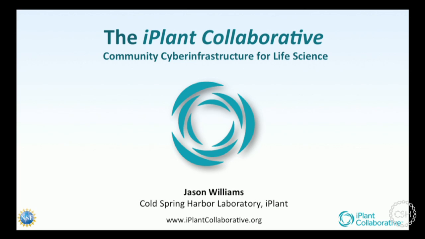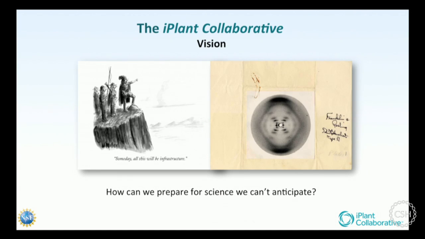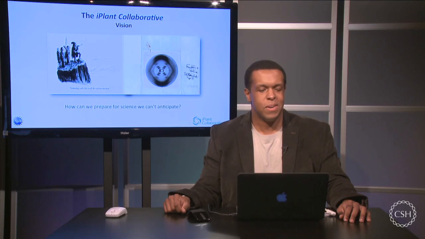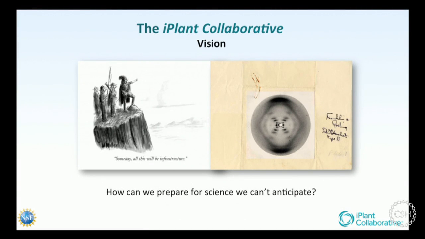Okay, so first, the overview talk, the iPlant Collaborative. In order for us to actually function as an organization and to carry out our mission of enabling science researchers, we really have to have a vision. And that vision is encapsulated, or put in context, by the question: how do we prepare for science that we actually can't anticipate? I have this cartoon there from the New Yorker on the left-hand side, looking over the Verrazano and looking at the first image there, the double helix of DNA.